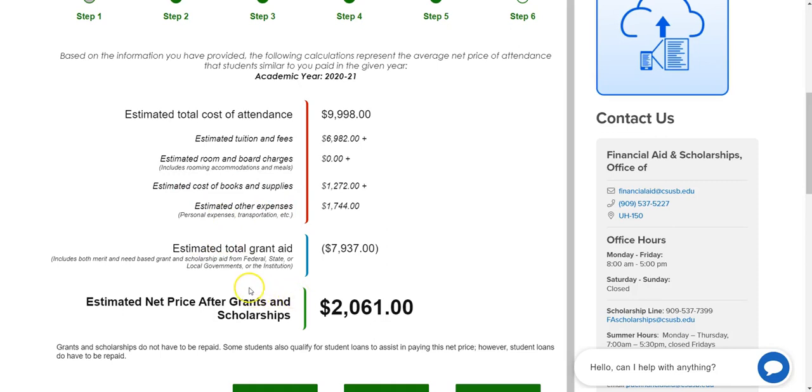We recommend scheduling an appointment with a transfer counselor to go over more specific details or concerns regarding the cost of attendance.